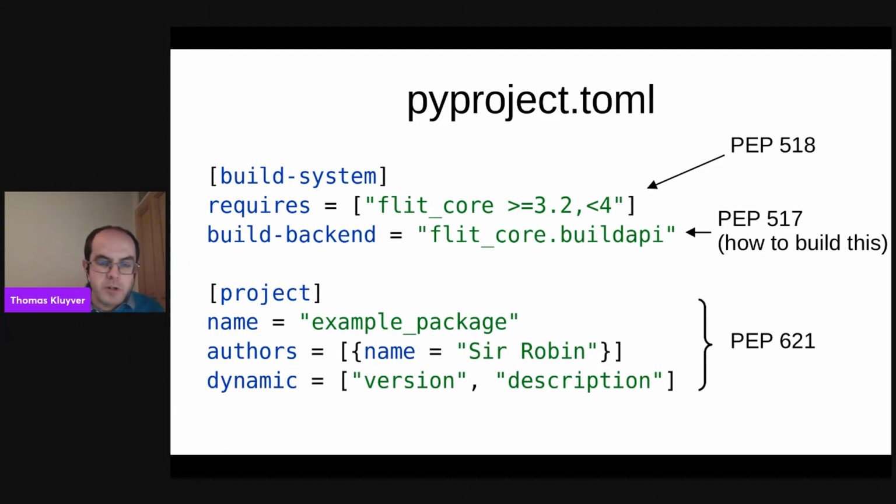And then the project table with the metadata is a more recent standard, PEP 621, for having a standard layout for this metadata within a pyproject.toml file. And there's also room for tools like Flit to have their own tables. So any package on PyPI can define its own tool.whatever namespace for extra information.